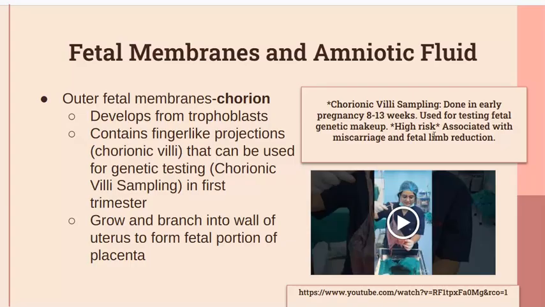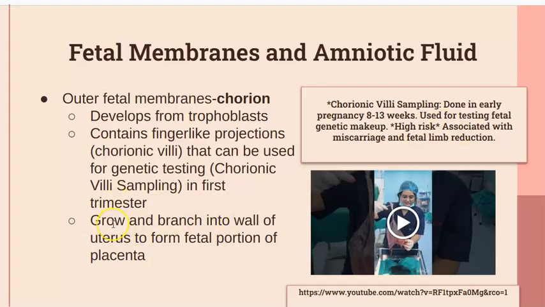It can be used to test the fetal genetic makeup. It is a high-risk test, so it's not offered to everyone, unless there are issues with genetics, or sometimes it'll be offered to older moms. It is associated with spontaneous abortion or miscarriage and fetal limb reduction. So again, it's not without risks, but it is an early test and it can be diagnostic for genetic issues.